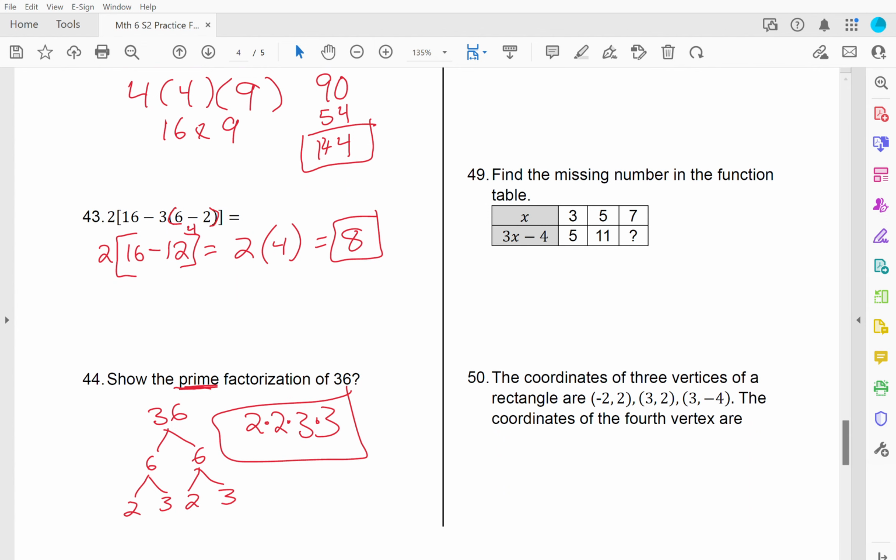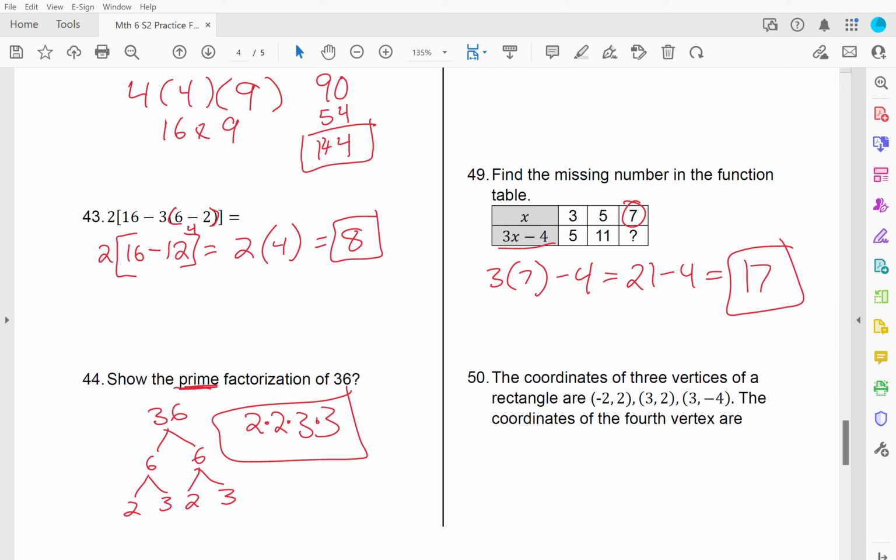Alright, find the missing number in the function. All we're going to do is plug 7 in for x. So 3 times 7 minus 4. Well, 3 times 7 is 21. If I subtract 4, I get 17.